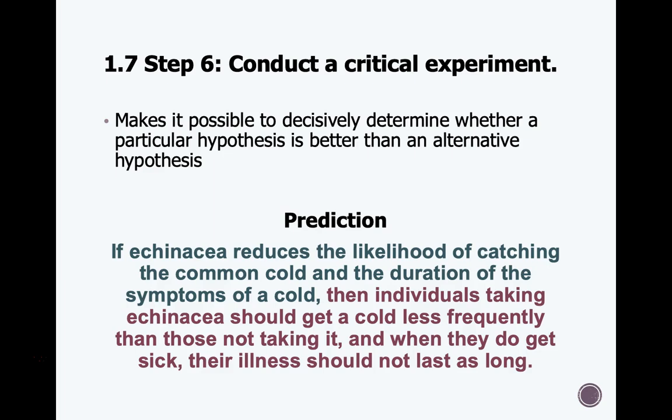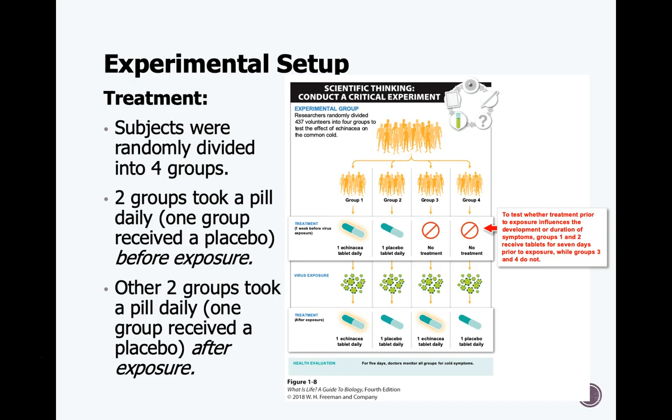So I put up our reminder of our prediction. If echinacea reduces the likelihood of catching the common cold and the durations of the symptoms, then individuals taking echinacea should get a cold less frequently, so there's some data, than those not taking it. And when they do get it, their illness should not last as long. So that's some more data. So the 2 points of data we're going to collect are whether or not individuals get the cold less frequently, and how long it actually lasts. So there are a lot of things that you need to keep in mind when you are doing an experiment. So we're going to talk about some of those things.